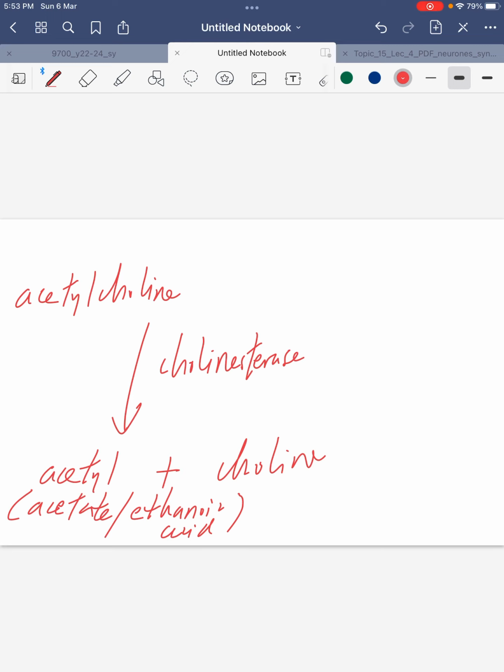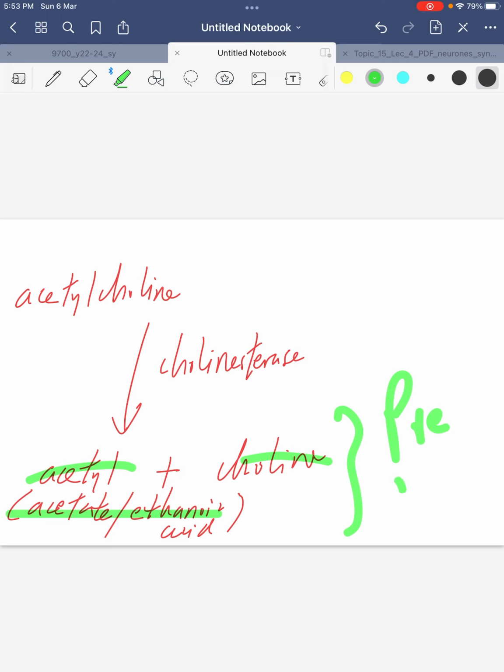These two will diffuse back to the presynaptic neuron. So why is it broken down? It's because it's easier. It will be perhaps lighter, so it will be faster diffusion. It can diffuse faster to the presynaptic membrane or neuron.